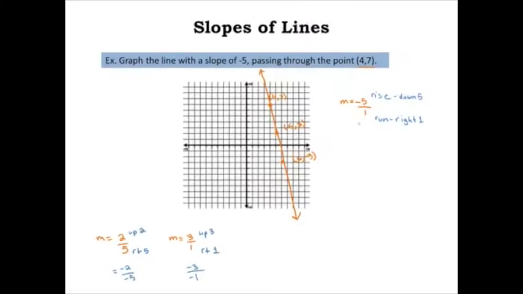For the line that we've graphed, the alternate way of moving would have been to go up 5 and to the left 1. So the slope of a line is a number that tells you the steepness of that line and whether it's rising or falling. And we can use the slope of a line to help us graph that line.